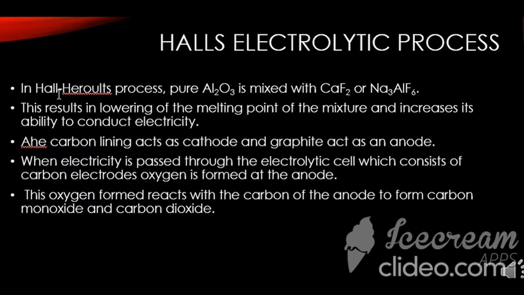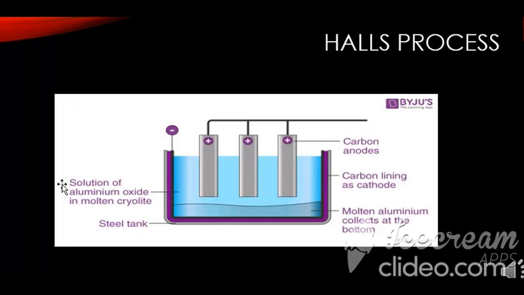Now I'm going to explain the reaction process. We have to take the aluminium oxide with a mixture of cryolite and calcium fluoride. Now next, come to the diagram. Here is the electrolytic Hall's process. This is a steel tank. The inner lining in black color is the carbon lining.